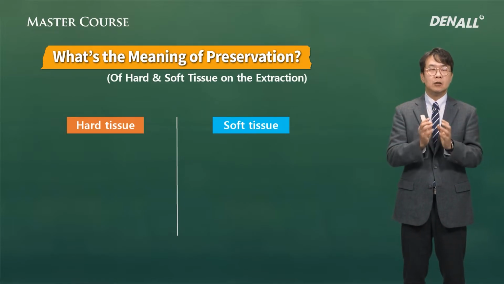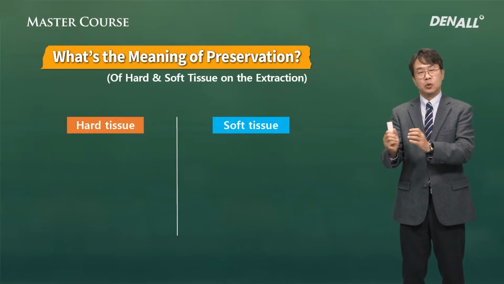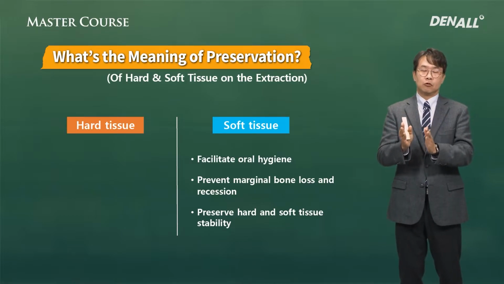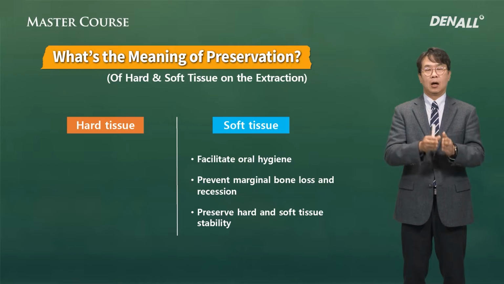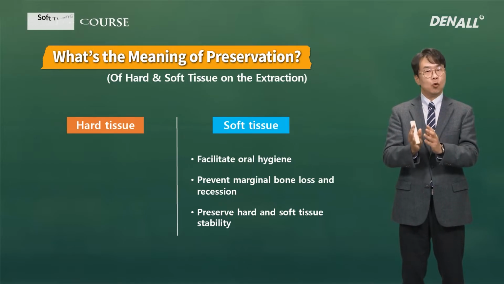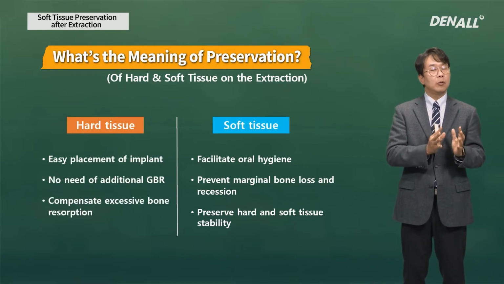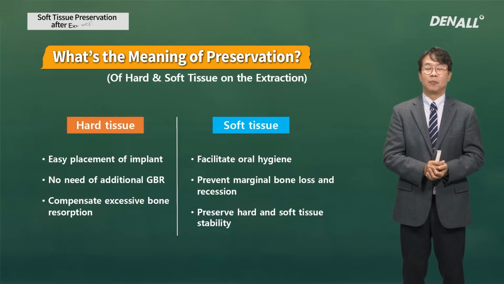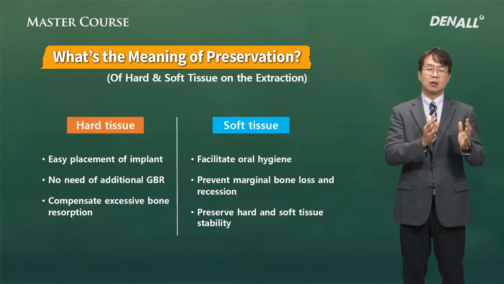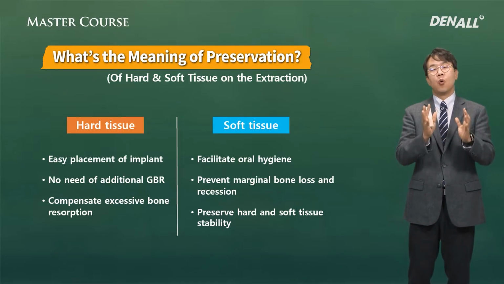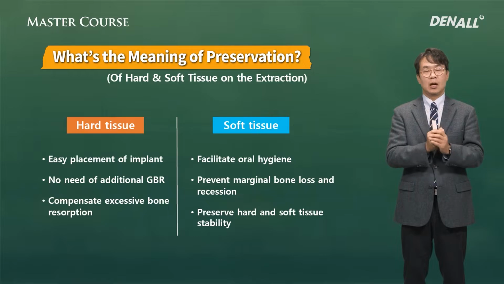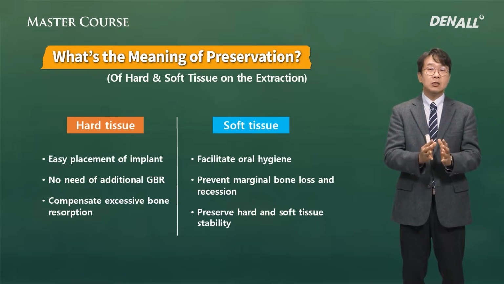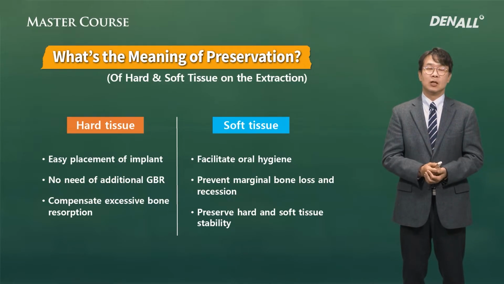What's the meaning of preservation in terms of hard tissue and soft tissue? The importance of keratinized gingiva was explained in another lecture, and that facilitates oral hygiene. What about the meaning of preservation when it comes to hard tissue? It becomes easier to place an implant, and no additional GBR is required. So we need to look at all of these together. So we need to preserve hard tissue and soft tissue as much as possible. We have to preserve them after extraction.